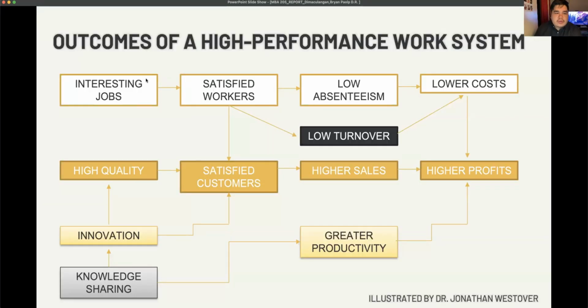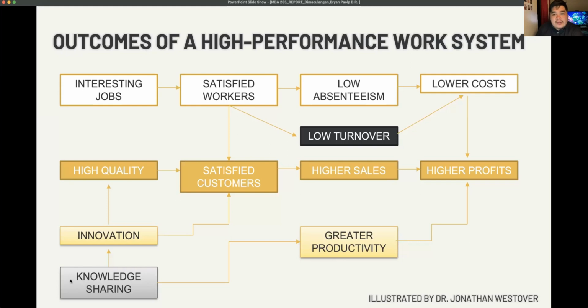So these are the outcomes of high performance work system in an organization. If we have high performance work system in our organization, it will promote interesting jobs. Of course, if we have interesting jobs, there will be satisfied workers. Kung meron tayong satisfied workers, this will promote satisfied customers, low absenteeism, and low turnover. Now, kung meron tayong mababang bilang ng mga nag-absent na employees and we have low turnover, this will promote lower costs.